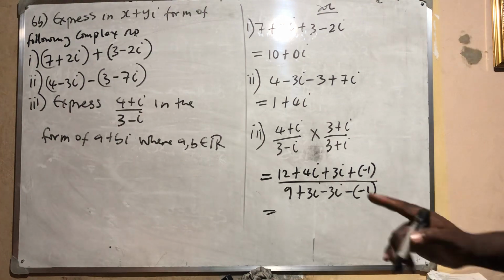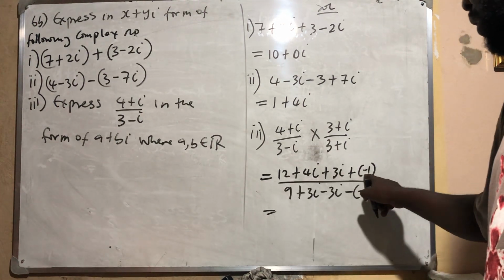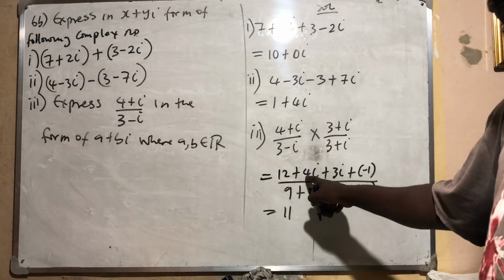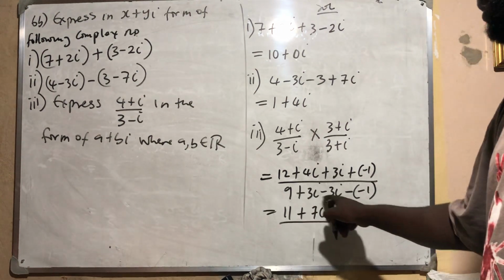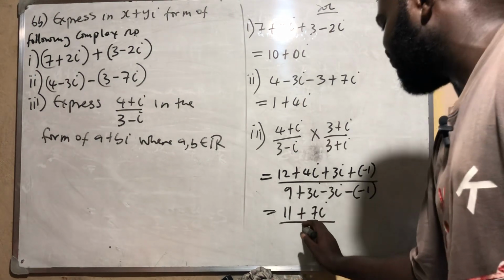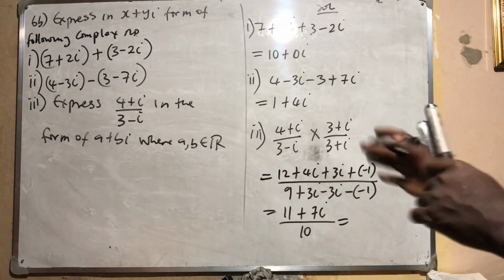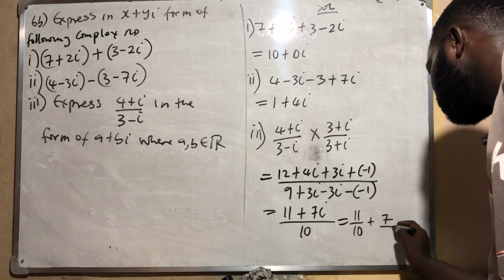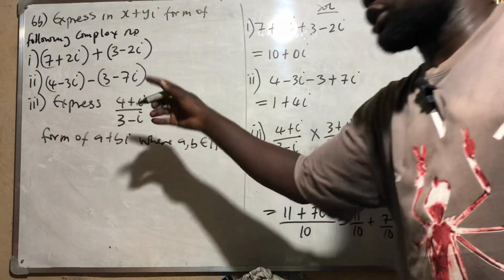So you now have the real to the real, the imaginary to the imaginary. Real: 12, plus minus is minus, so 12 minus this will give you 11. 4 plus this will give you 7i, all over. This and this is gone, so I'm left with 9. Minus minus is plus, so 9 plus 1 is 10. Now I share it so that the real goes separate and the imaginary goes separate. So I have 11 over 10 plus 7 over 10 i. We have left it in the form of a plus bi.